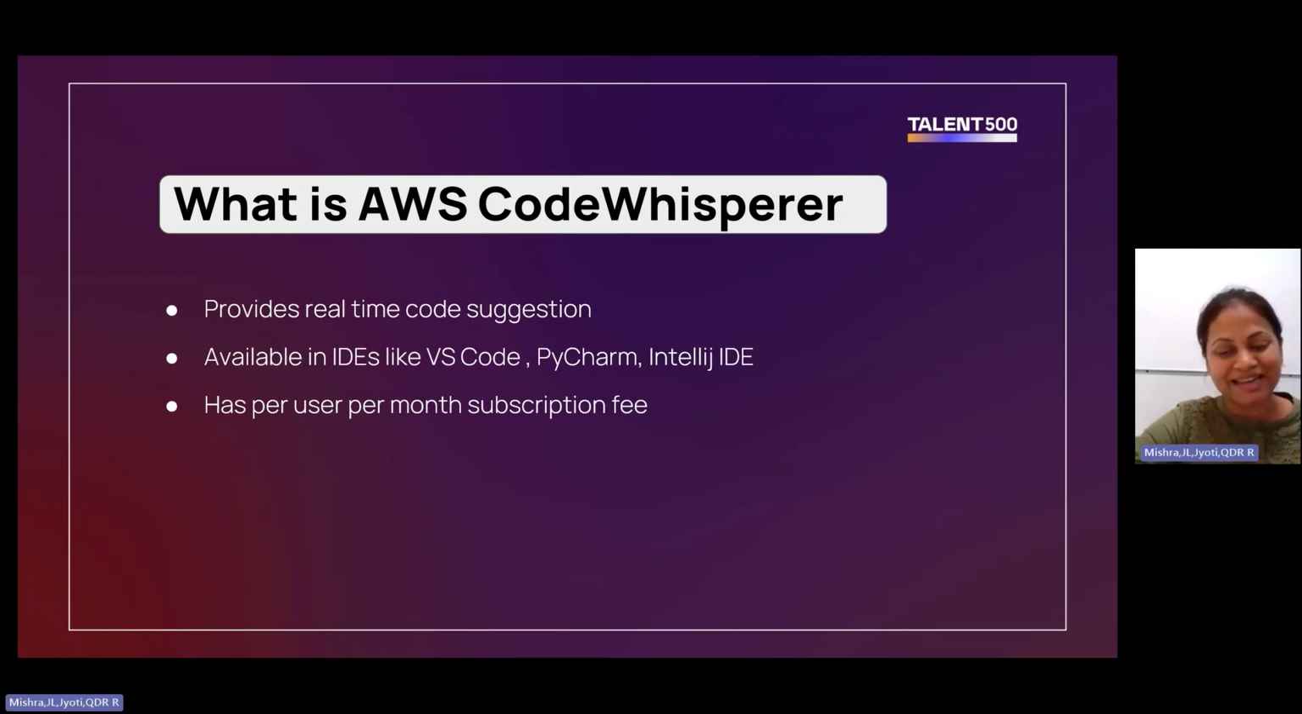So what is AWS Code Whisperer? It's your code companion, which provides you real-time code suggestions, and it can be integrated with some of the very well-known IDEs like VS Code, PyCharm, IntelliJ. But for today's demo, we'll be using another AWS service, which is a cloud IDE, Cloud 9, where we'll be integrating it with Code Whisperer. And where fee is concerned, it is a per user per month subscription fee.